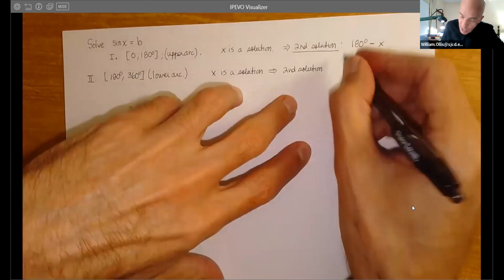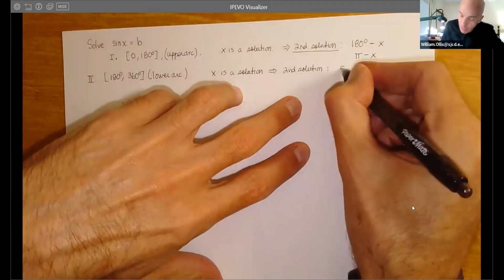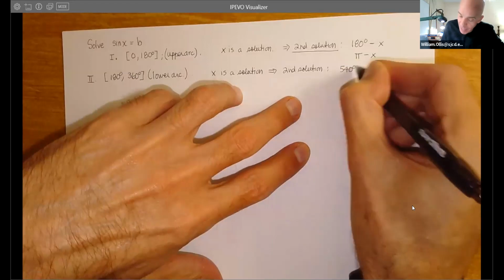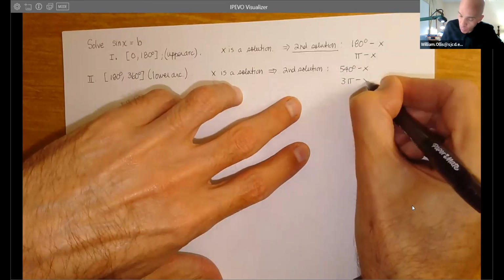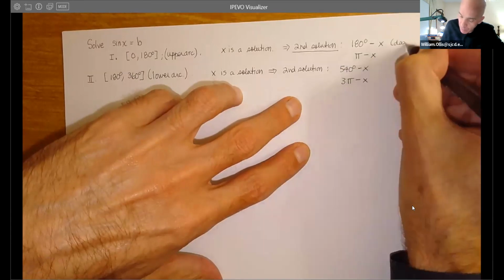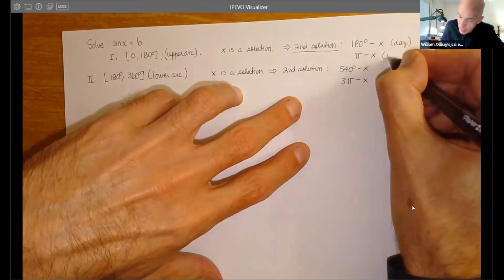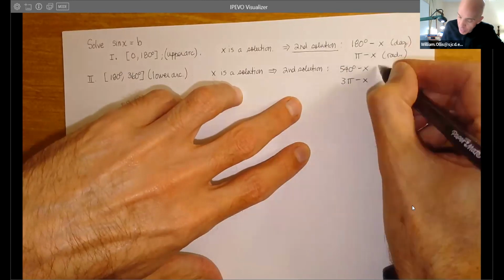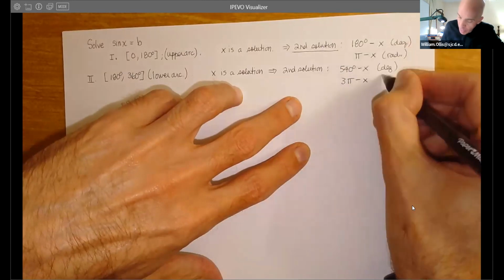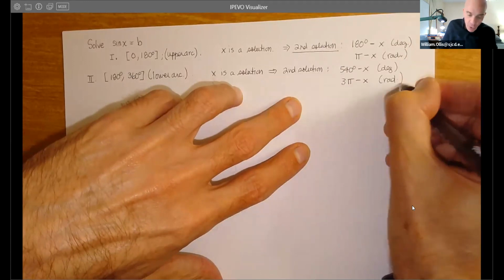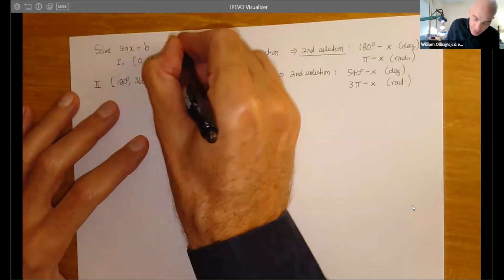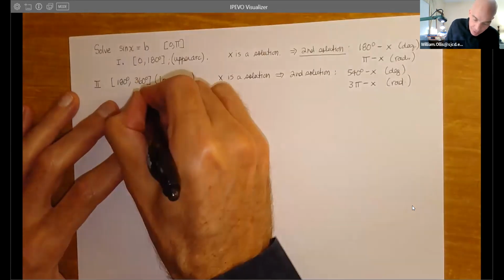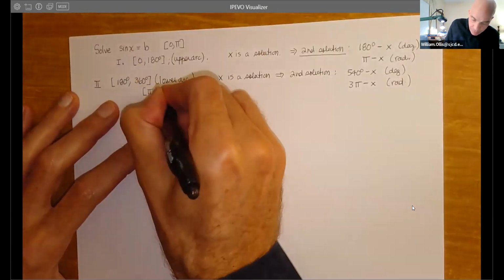The second solution, as we just proved, was 540 degrees minus x, or 3 pi minus x if we're dealing in radians. So this would be degrees. This would be radians. So here you can think 0 to pi, and here you can think pi to 2 pi in radians.